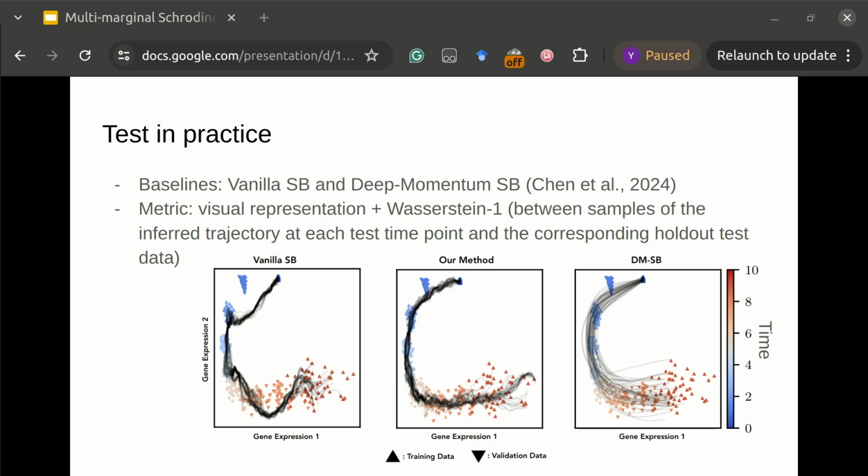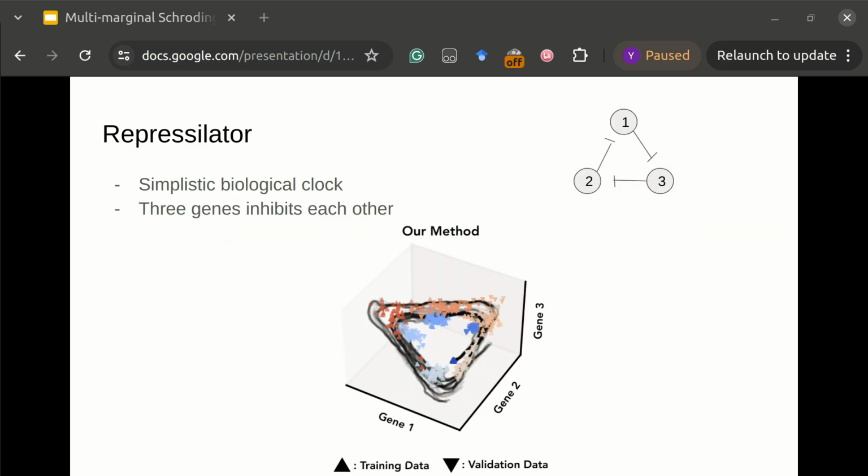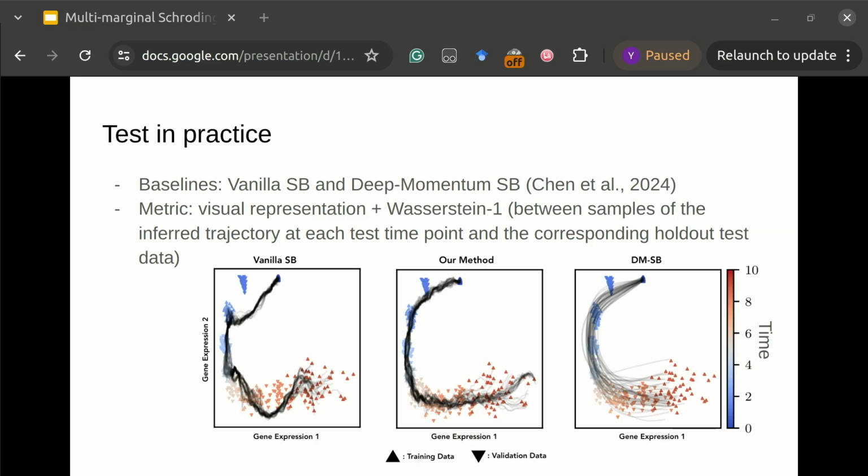And the metric we use to test success is first visual representation. It should at least pass through your holdouts. We also measure Wasserstein 1, also called Earth Mover's distance, between the samples of our inferred trajectory at each holdout time step and our holdout data distribution. Well, let's walk through this first set of experiments.